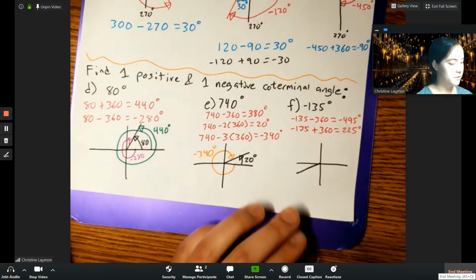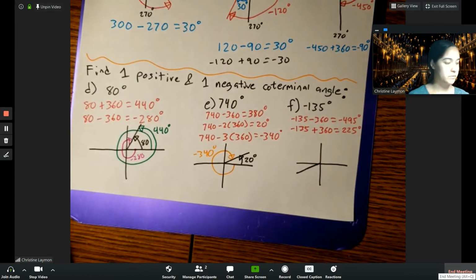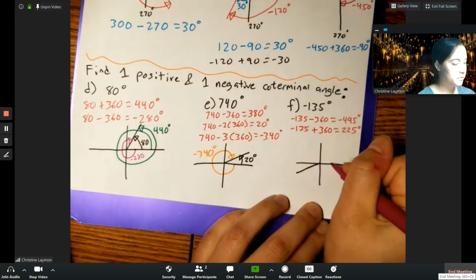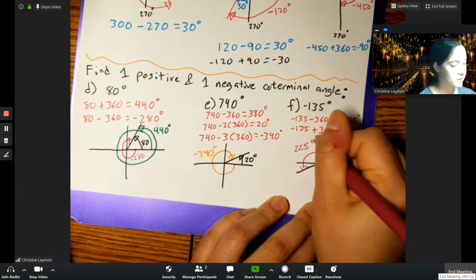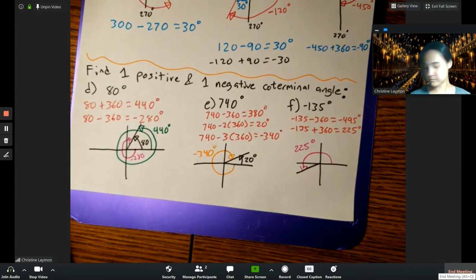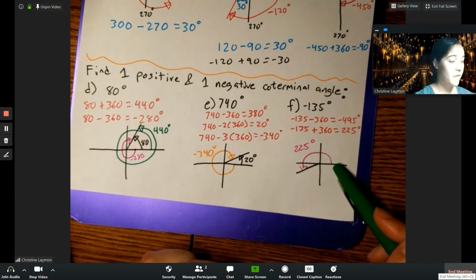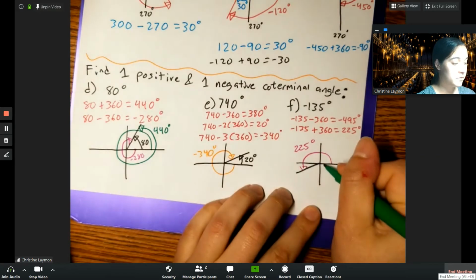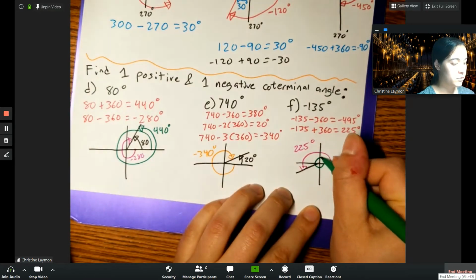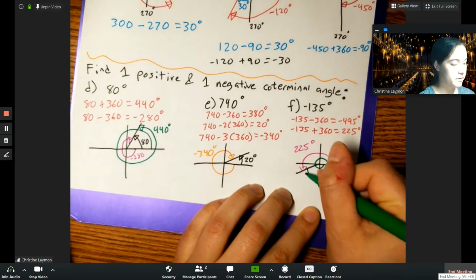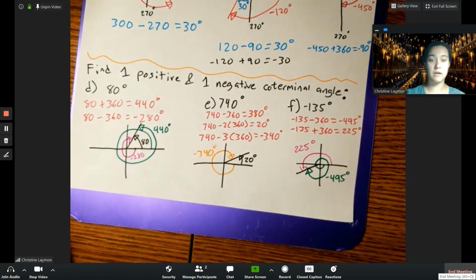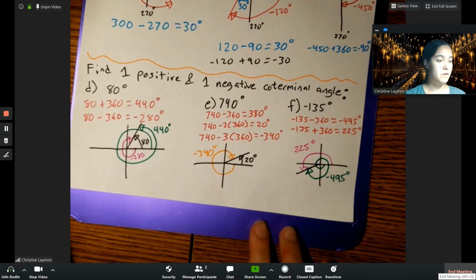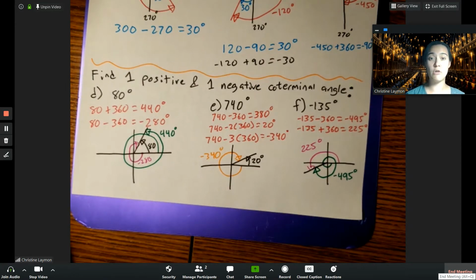So the angle, swap colors here. The angle from here to there, that is 225 degrees. For this one, it's saying go around a full circle and then keep going some more. So if I start here and I go all the way around and I come back and I land to there, that is negative 495 degrees.